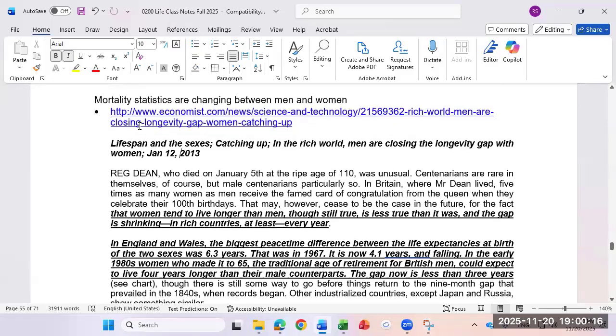All right, here's an article. It's 10 years old, but I've seen some other articles on this. Women live longer than men, but men are closing the gap. Although I think in the last few years, men have started losing ground again.